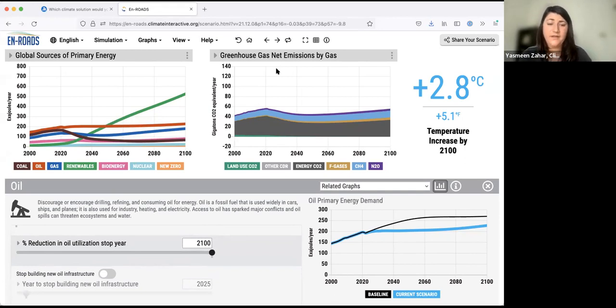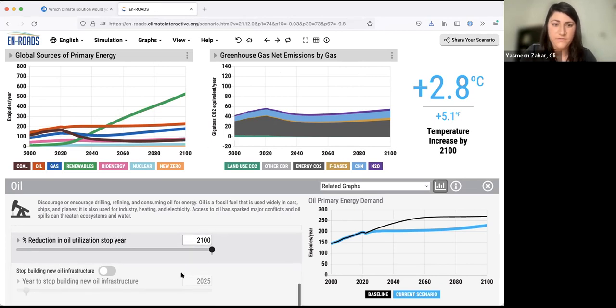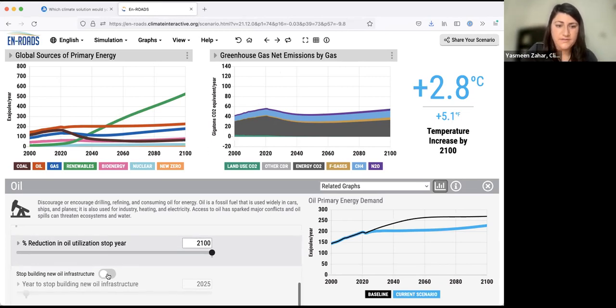When we talked about the dynamics between different solutions, infrastructure is a huge reason for delays in the system, for oil and a lot of our fossil fuels continuing to be burned through the century. So what would happen if we stopped building new oil infrastructure? Let's take a look. I'm going to click this, and keep your eyes on that red line, which is also this same line on this right graph.